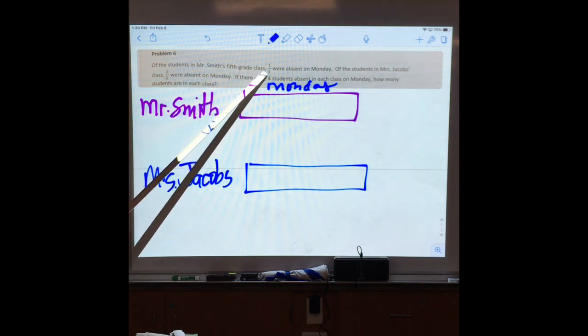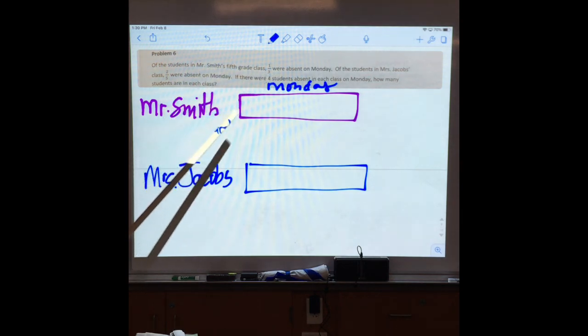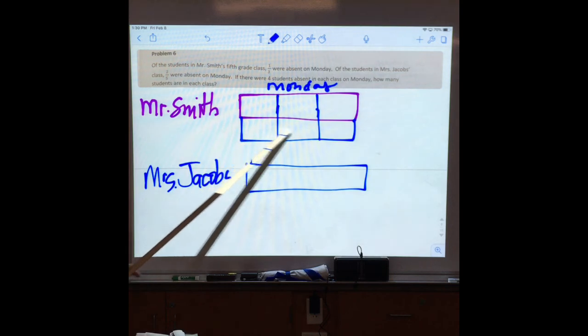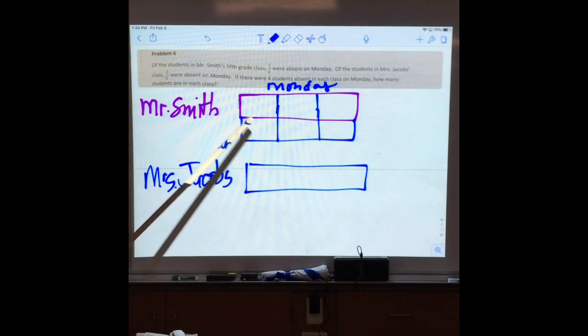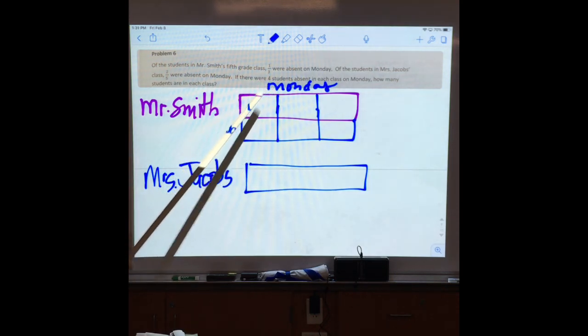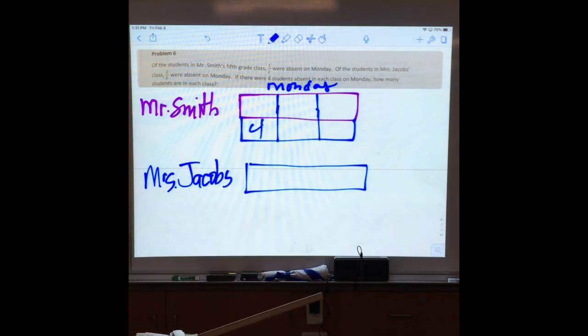It said 1/3 of the class was absent in Mr. Smith's. What are we going to break this up into? We're going to break it up into 3, right? Okay, so I broke my Monday into thirds, and it says one of them has 4 students in it, right? This is the ones that were absent. I wonder, how many students are in Mr. Smith's class? We fill this in with the 4s, right? 4 plus 4 plus 4 is 12. Mr. Smith has 12 students in his class.